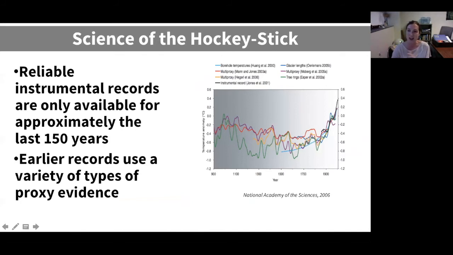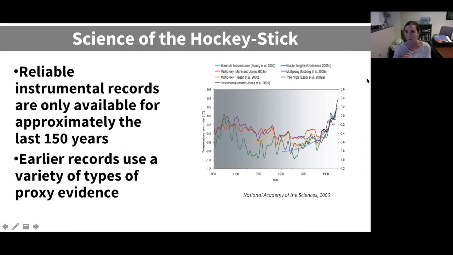And this is a kind of a rethink of the hockey stick that was presented by the National Academy of Sciences in 2006. And the point is that we have to use a variety of what we call proxy methods for estimating temperatures before we had thermometers around. And there are a variety of ways to do that. So all of the different colored lines on this graph show for the last 1,000 years, all of the different ways we can reconstruct temperature.